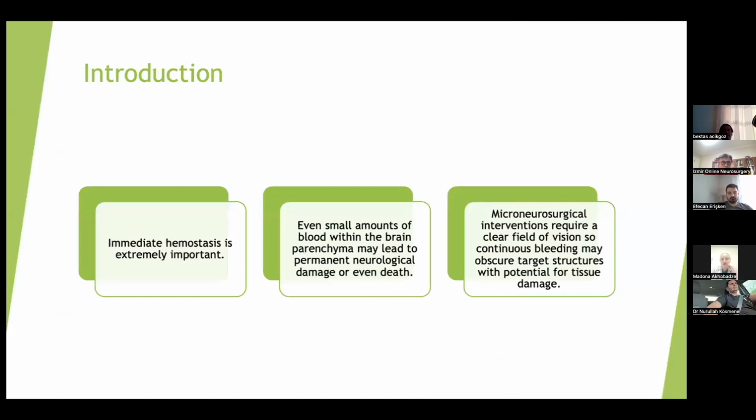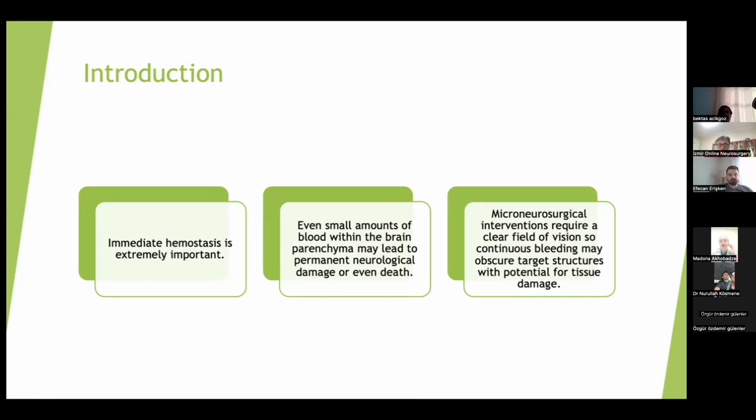Okay, coming to the introduction part. You know that in neurosurgery, immediate hemostasis is extremely important. Even small amounts of blood within the brain parenchyma may lead to permanent neurological damage or sometimes even death. Then microneurosurgical interventions require a clear field of vision, as you know. So continuous bleeding may obscure the target structures with potential for tissue damage.